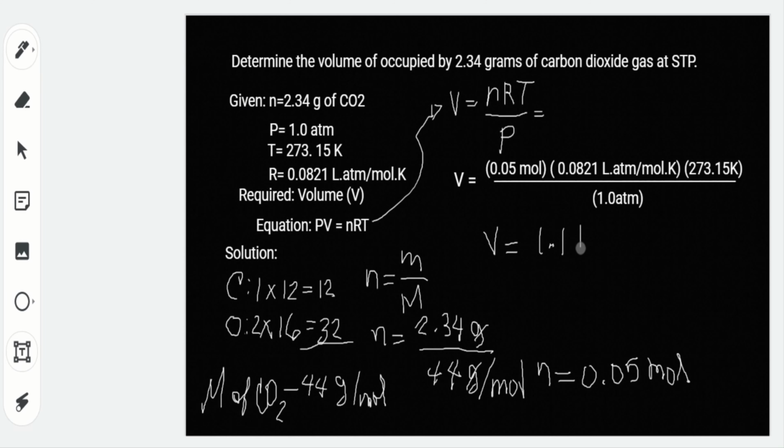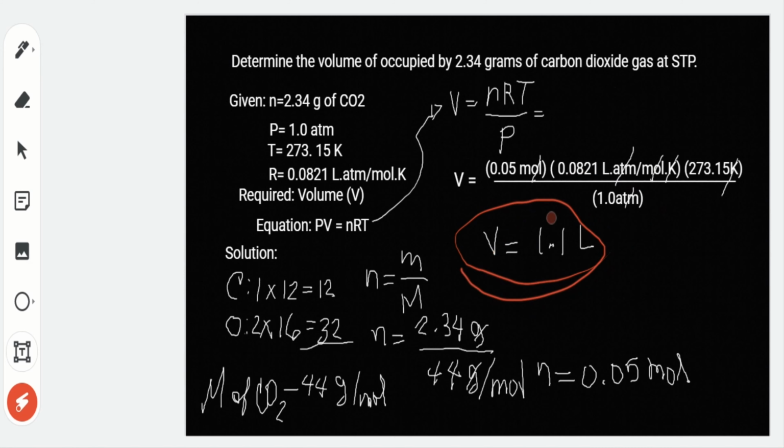Okay, our unit is liters. So definitely na-cancel yung unit na moles, yung atmosphere, okay, and of course yung unit na Kelvin din. So, ang natirang unit is yung unit for volume, which is liter. So, this is now our volume, the volume of the carbon dioxide at STP if you have 2.34 grams of it.